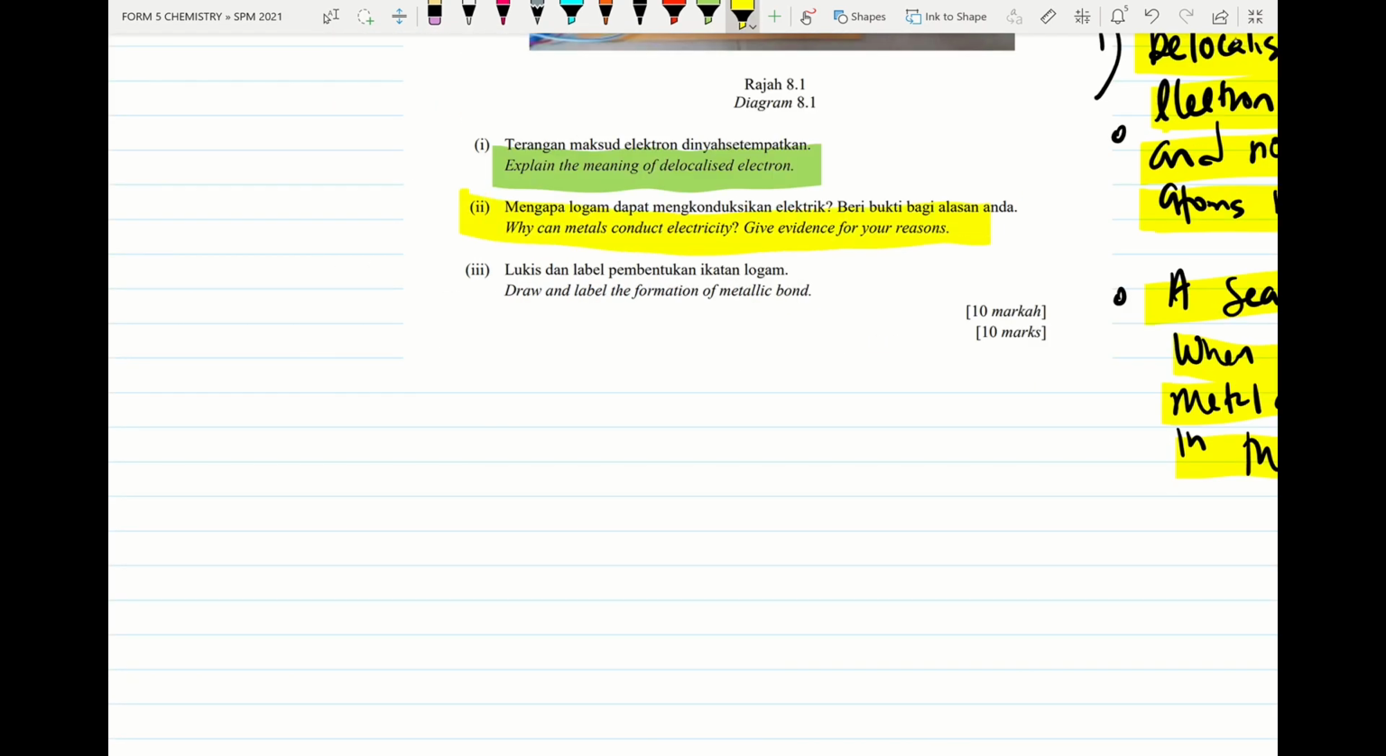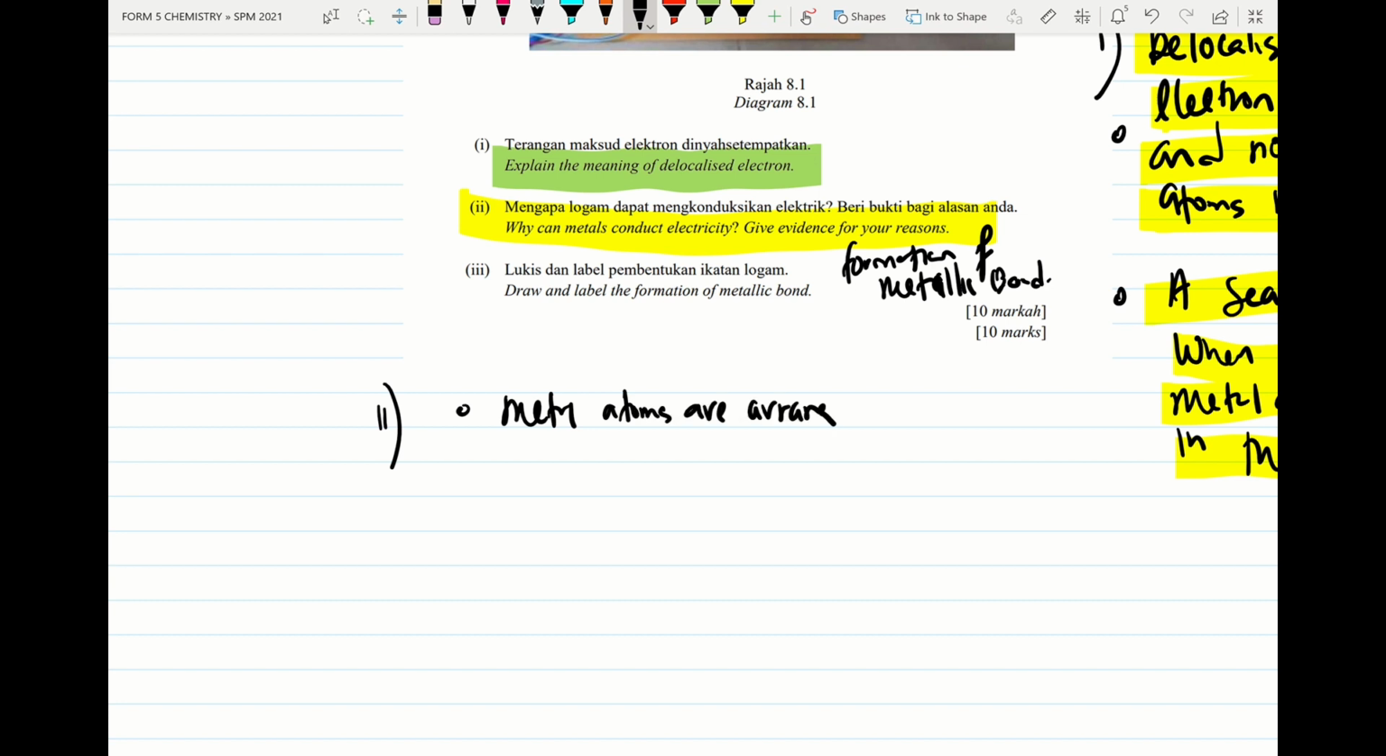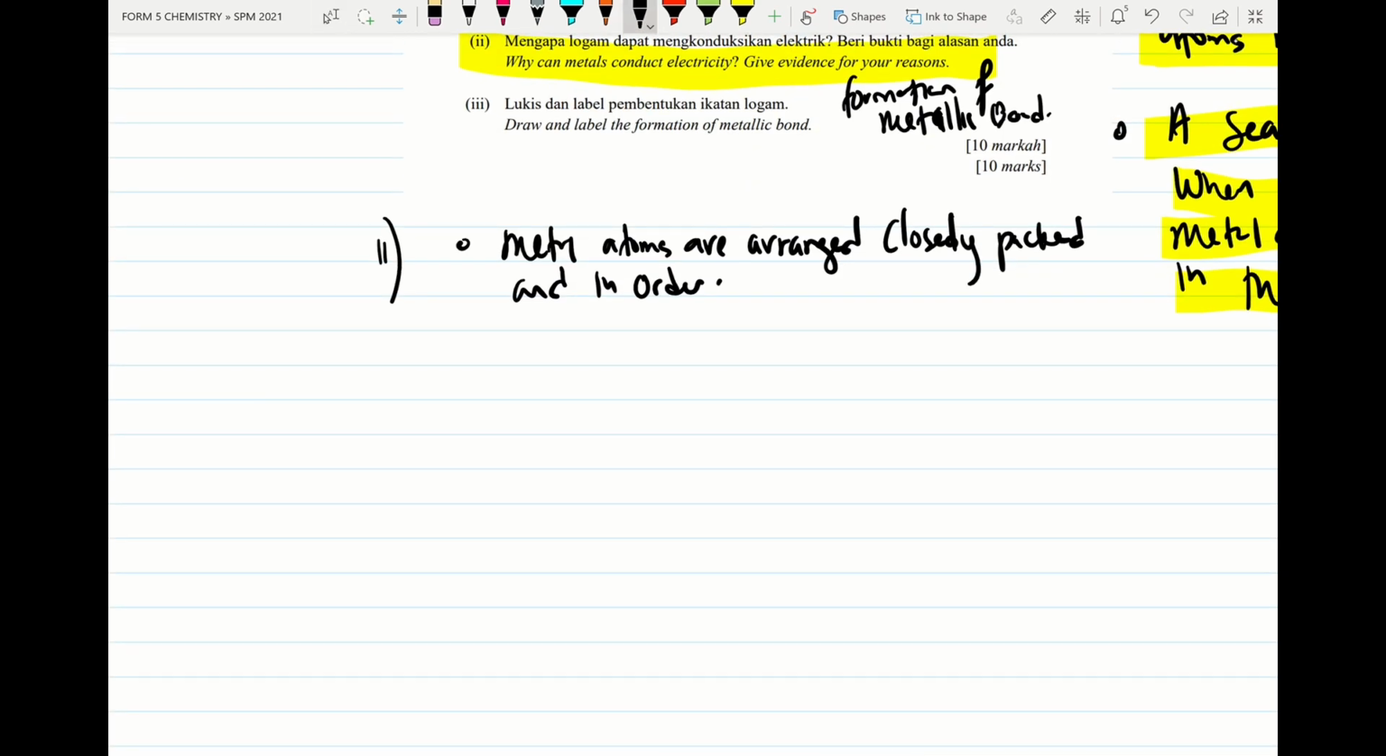We go for question number 2. Why can metal conduct electricity? Give evidence for your answer. So we need to explain the formation of metallic bonding in the metal. So I go for the first point. Metal atoms are arranged closely packed and in order. This is the first point, and maybe we can put in solid state.